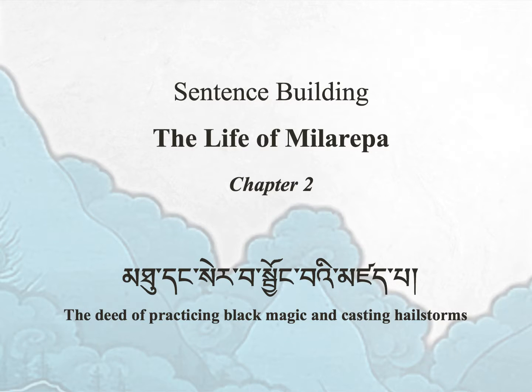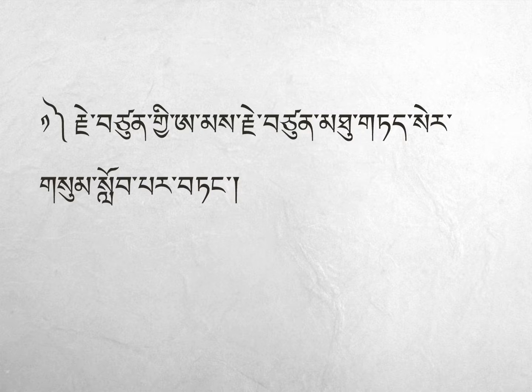The sentence building exercise for Chapter 2 is once again a summary of the entire chapter in a single long sentence. The first version of our sentence starts like this. Let's begin to decipher it by looking for our case markers and verbs.